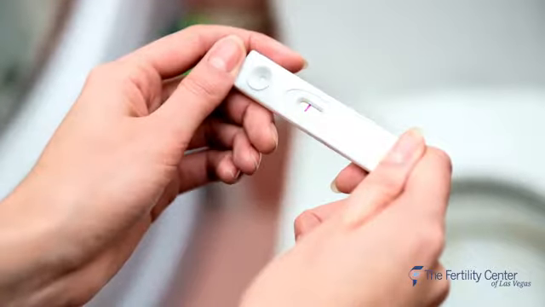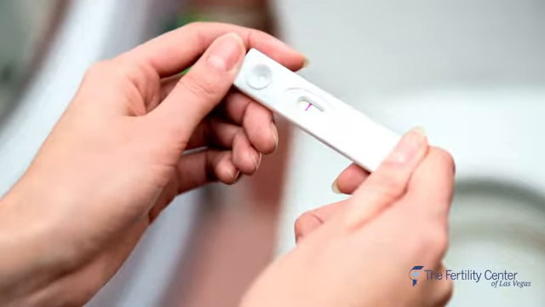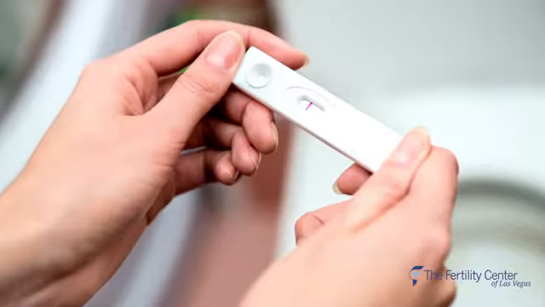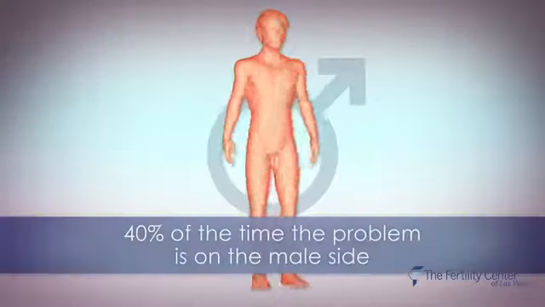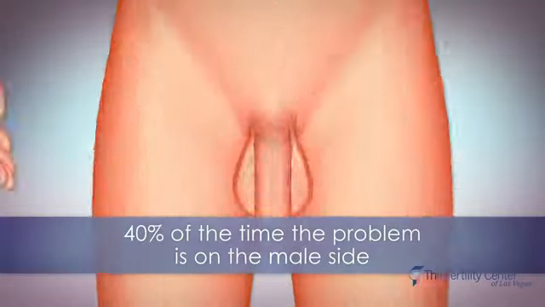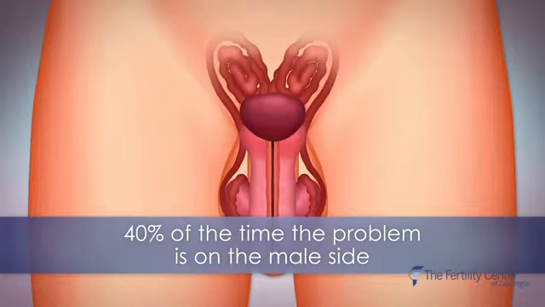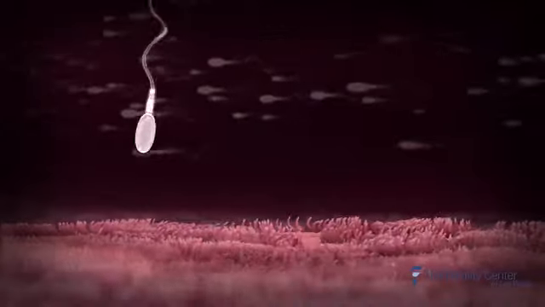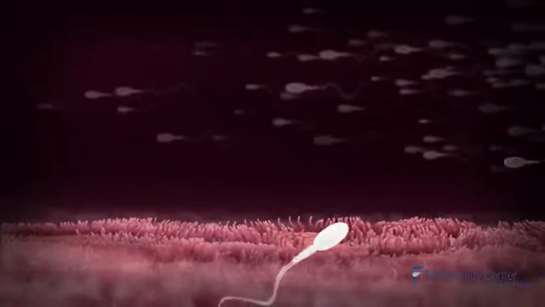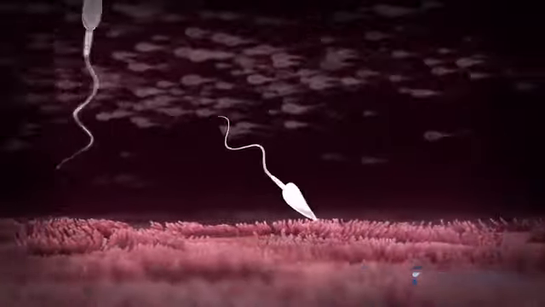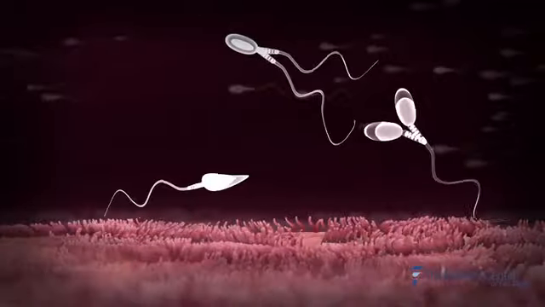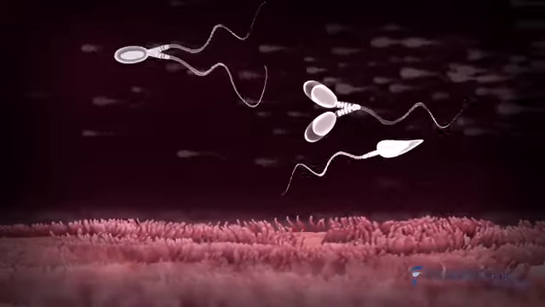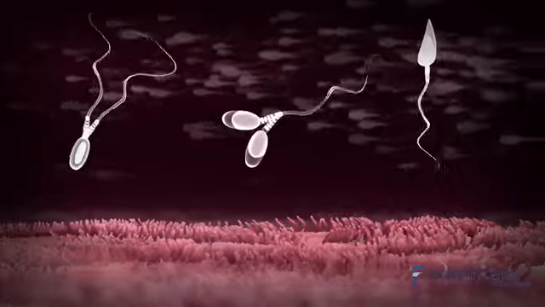Now that we've looked at how the process is supposed to work, let's examine some of the things that might go wrong along the way. 40% of the time, infertility is caused by a problem on the male side. Sometimes sperm have trouble traveling through the fallopian tubes, making them unable to reach the egg. In other instances, the sperm is abnormally shaped and can reach the egg, but cannot fertilize it.